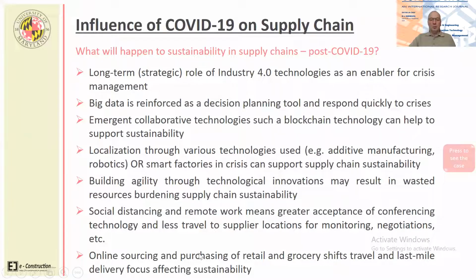So online sourcing and purchasing of retail and groceries, shift travel, and last mile delivery focus affecting sustainability. Of course, there are sustainability aspects of it as well, but in construction materials supply chains, using online sourcing and purchasing can not only result in greater sustainability, but it can also result in realizing the economies of scale that sometimes were not particularly paid attention to in the past.